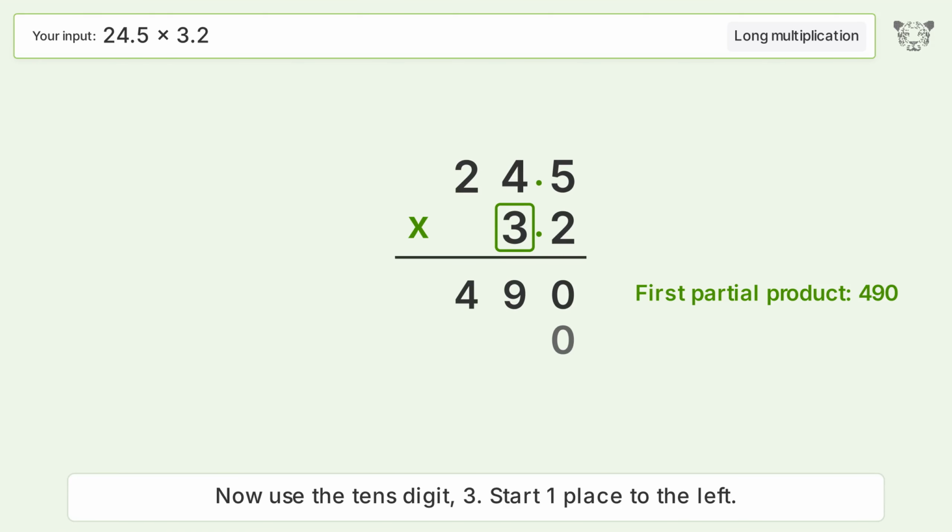Now use the tens digit, 3. Start one place to the left. 3 times 5 is 15. Put 5 in this column and carry 1.